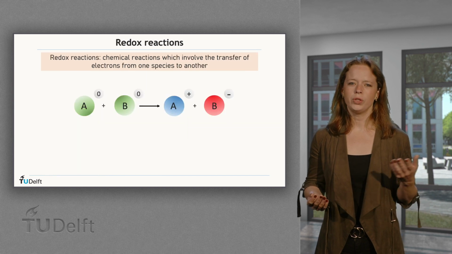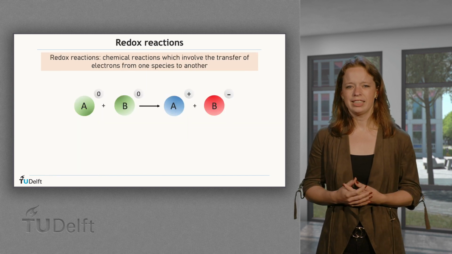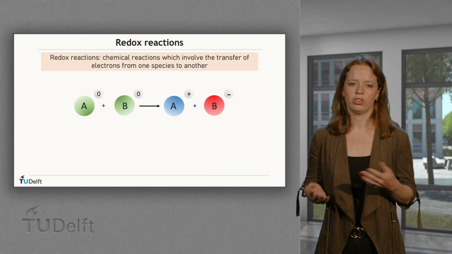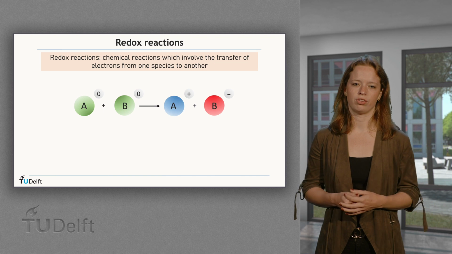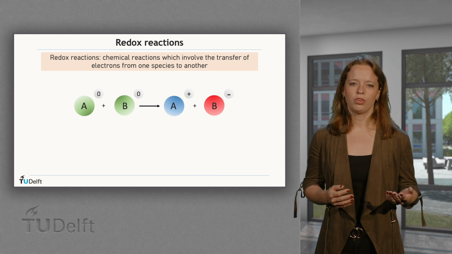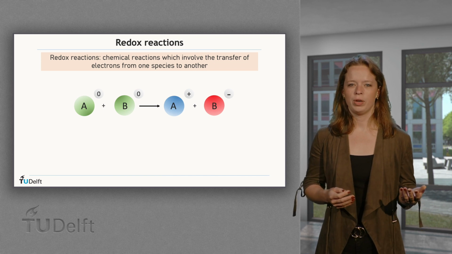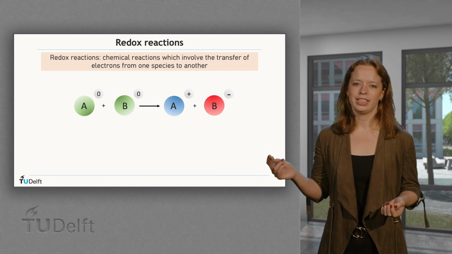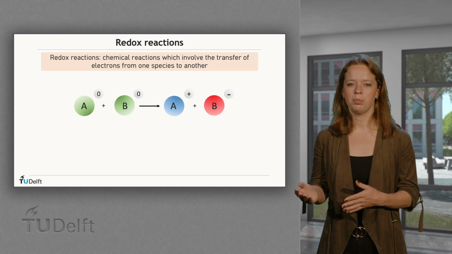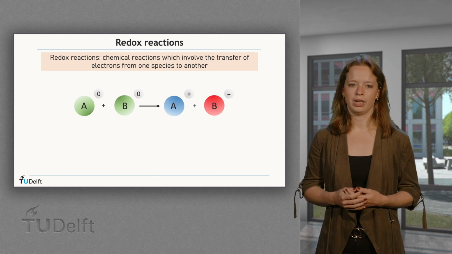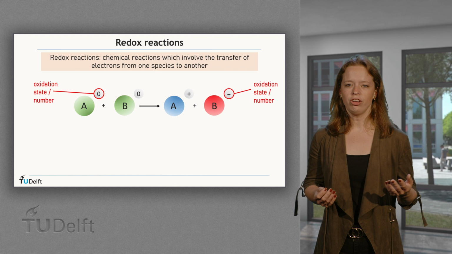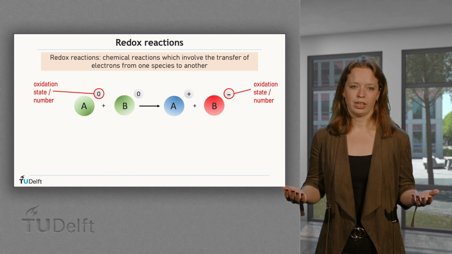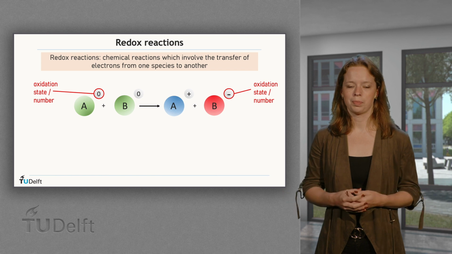Now that we know how to determine the oxidation state, let's take a closer look at oxidation-reduction reactions, which we generally abbreviate to redox reactions. Redox reactions are chemical reactions in which electrons are transferred between species. On this slide, you can see two atoms, atom A and atom B, which undergo a redox reaction. Initially, the oxidation state of A and B is 0. They are electrically neutral atoms on their own.